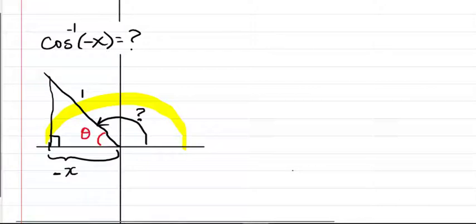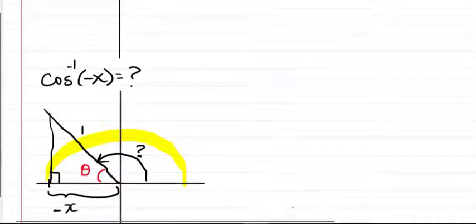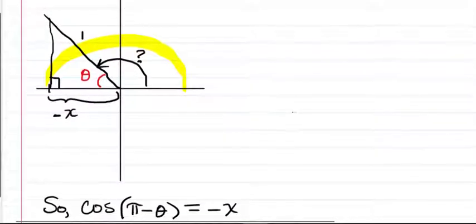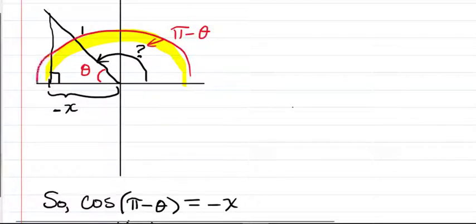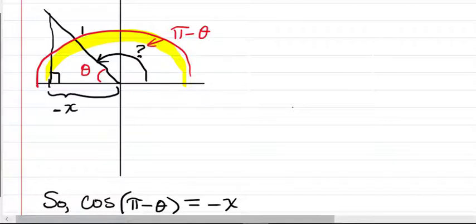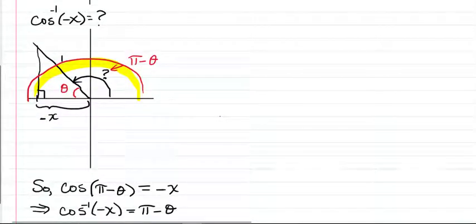But we know that the reference angle for that angle is going to be theta. This angle here has to be theta because this is the same size right triangle that we had up here. And we know that cosine of theta is x. So that means that this angle here must be pi minus theta. Pi, remember, is the whole half circle, semicircle. So if we take away theta from that, we get the angle that has a cosine of negative x over 1. So we just figured out that the cosine of pi minus theta is negative x, or in other words, that the inverse cosine of negative x is pi minus theta.